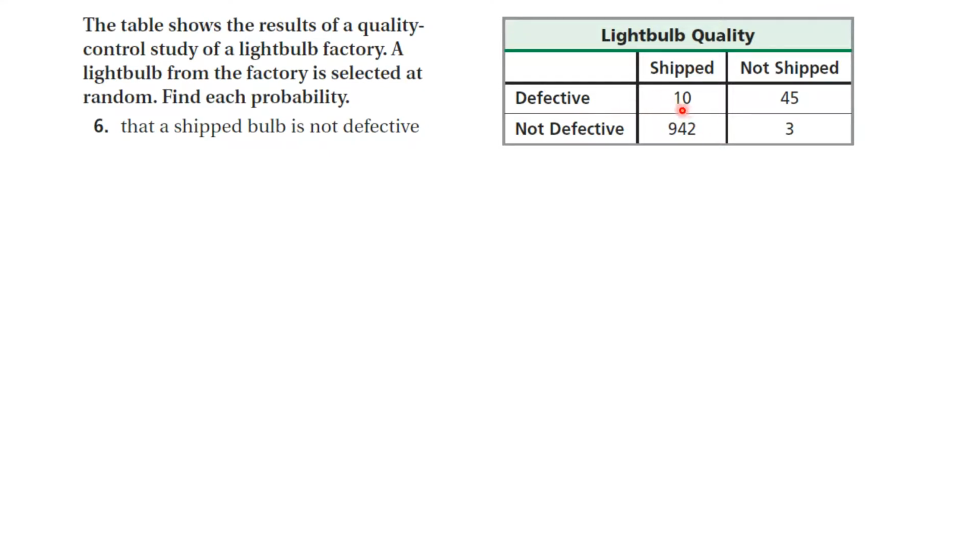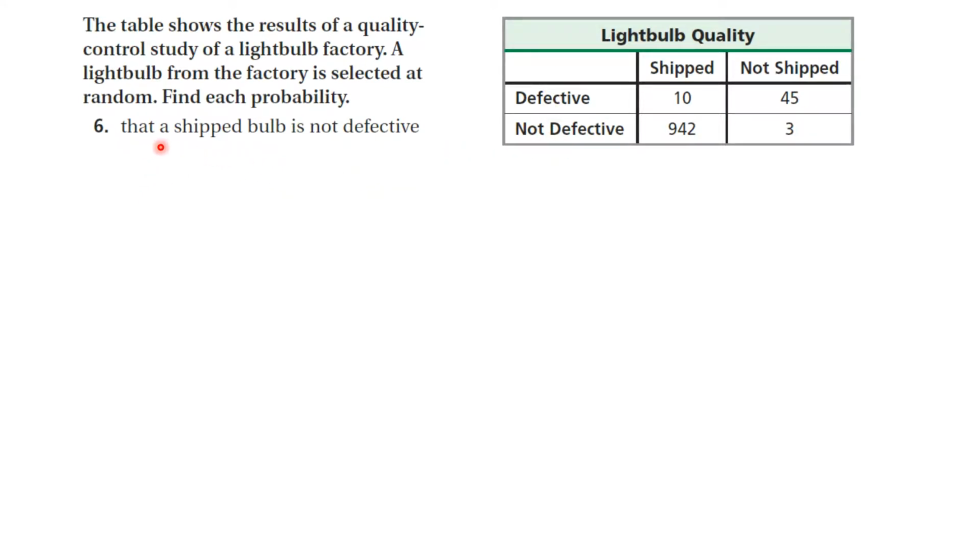We have some defective light bulbs. Some were shipped, 10 of them, and 45 of them weren't shipped. And we have not defective light bulbs. 942 of them were shipped, and 3 of them were not shipped. And then we have the shipped and not shipped, which goes with the defective and not defective as well.